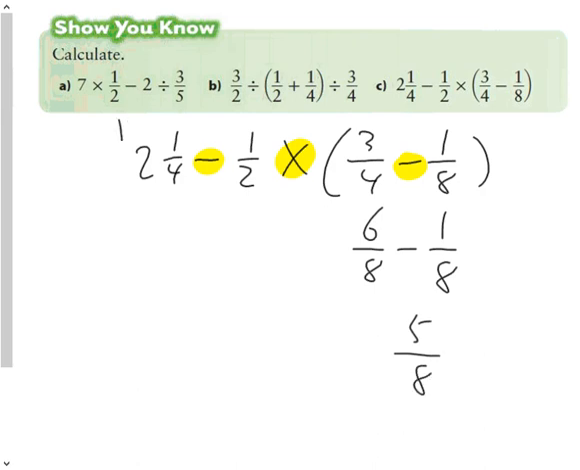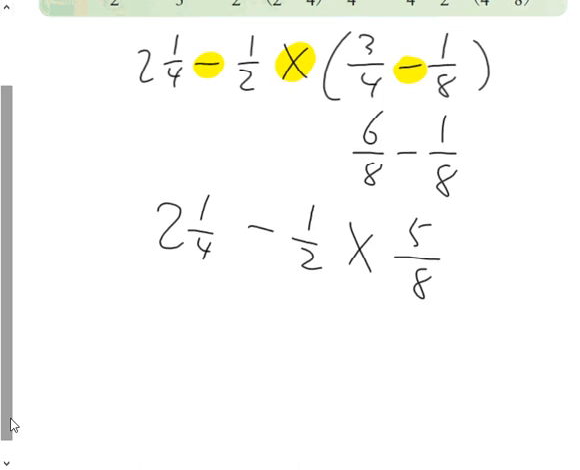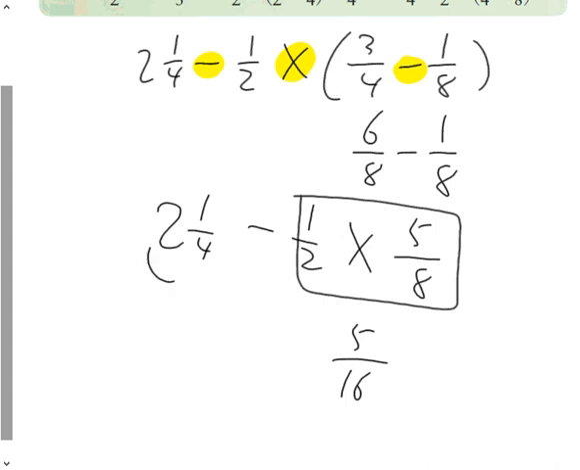Now the rest of this right here, that's just going to come straight down. So it's going to become 2 1/4, take away 1/2, multiplied by 5/8. So now I have 2 operations left. The next one I'm going to do is right here. So 1/2 times 5/8 is going to be 5 over 16, because I'm just going to multiply the numerators and multiply the denominators. And remember, this part here doesn't go at the end. It goes straight down from where it was. We don't change the order at all.